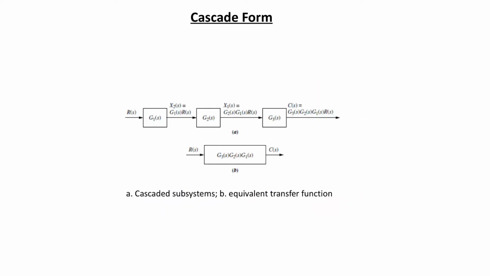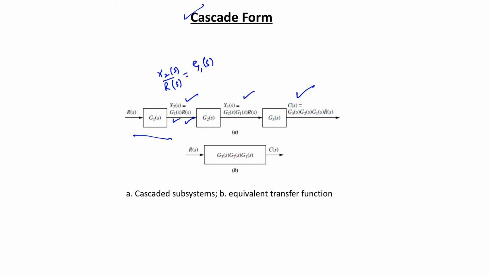Now the first one is the cascade form. In the cascade form, we will see that intermediate signal values are shown at the output of each subsystem. Each signal is derived from the product of the input times the transfer function. That is, if you see, the transfer function of this is X2(s) by R(s), X2(s) by R(s) is equal to G1(s).